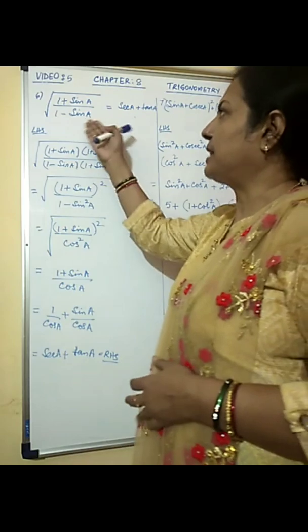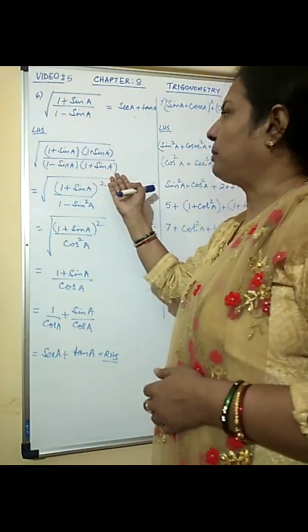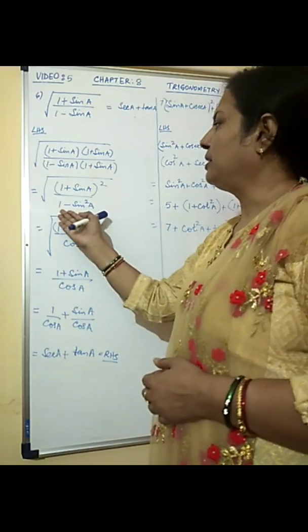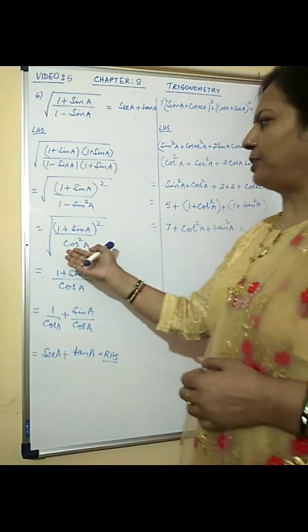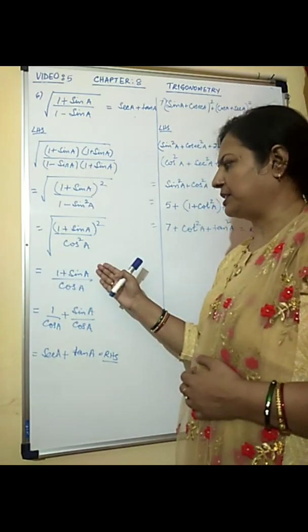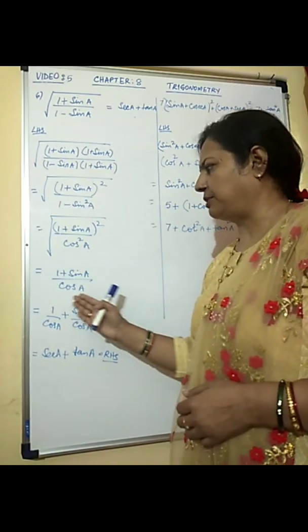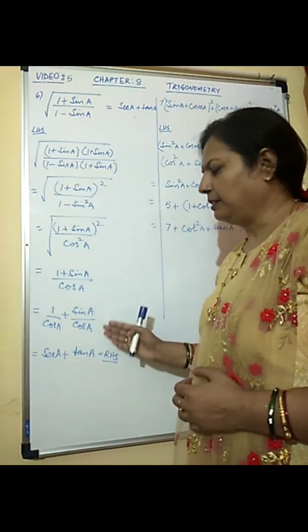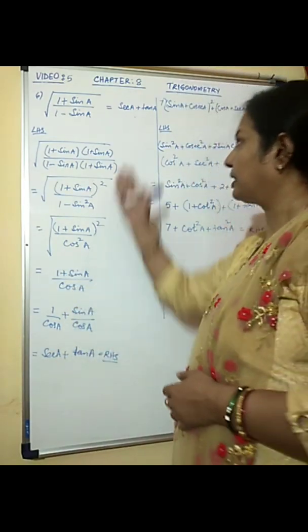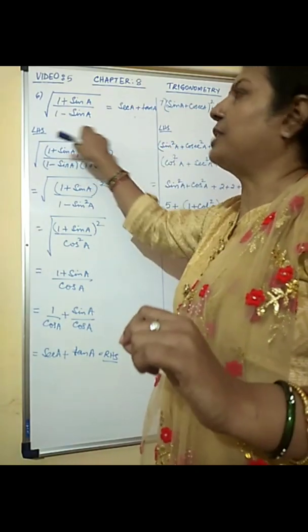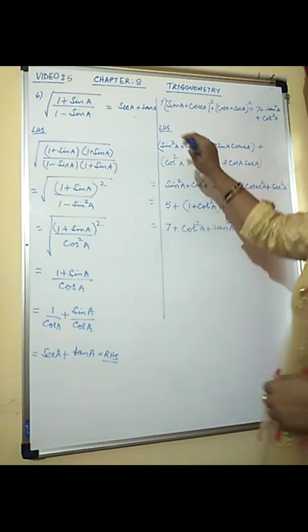So now here, same thing, we have to multiply by 1 plus sin A. The numerator will become 1 plus sin A whole square. Denominator is 1 minus sin square A, which is converted to cos square A. And then the whole square under the root comes out as 1 plus sin A, cos square comes out as cos A. We are done. So this is 1 by cos A plus sin A by cos A, and that is equal to sec A plus tan A, which is RHS. So the only thing is to rationalize. Coming to the next question, number 7.